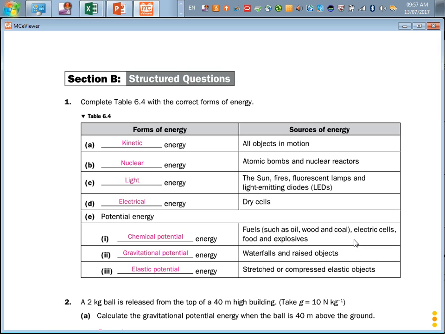Gaius, all correct? Did you write down the word potential over here?